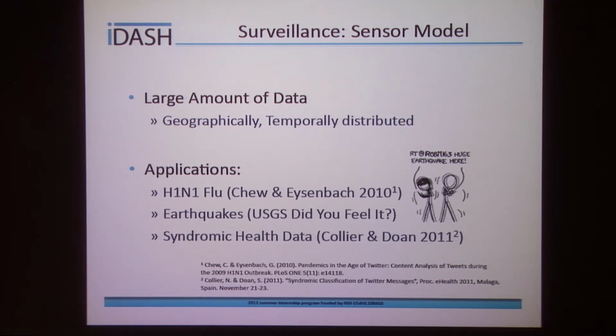And people have used surveillance in the past to look at things like tracking the outbreak of H1N1. The US Geological Survey has a system called Did You Feel It that tracks earthquakes faster than they can actually register it using their own equipment. And then it's also been used to collect generalized syndromic health data.